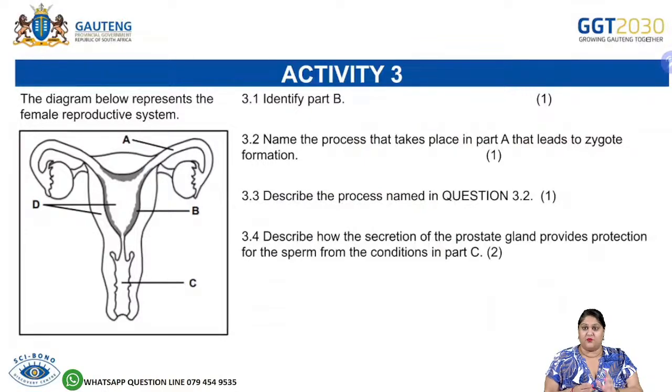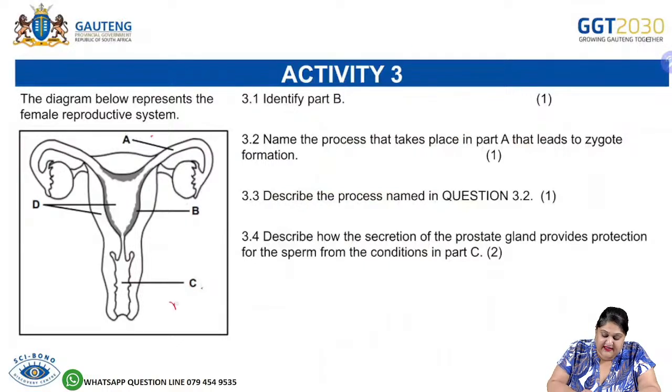Okay, just one more activity before we take a quick break. Activity 3, which is the same thing that we were doing. Just to reinforce again, let's label this diagram. A once again is the fallopian tube, C is the vagina, and D here is pointing to the uterus.